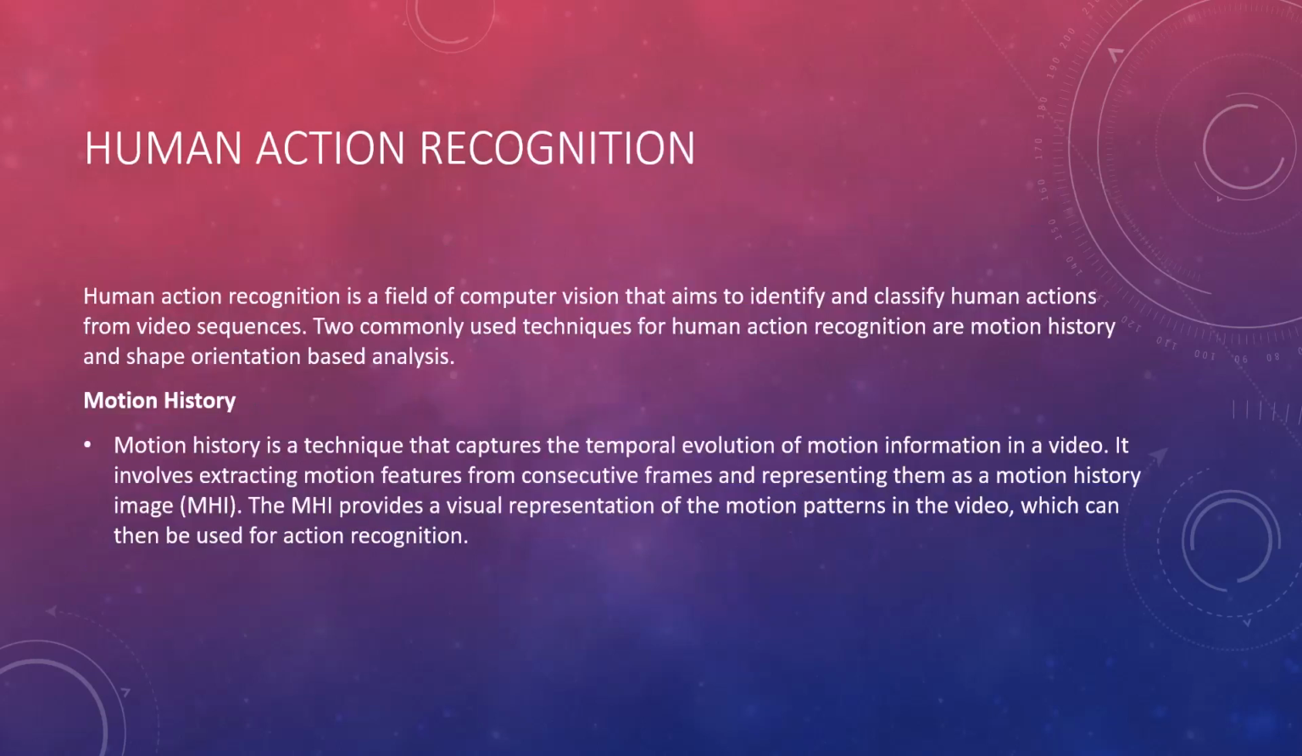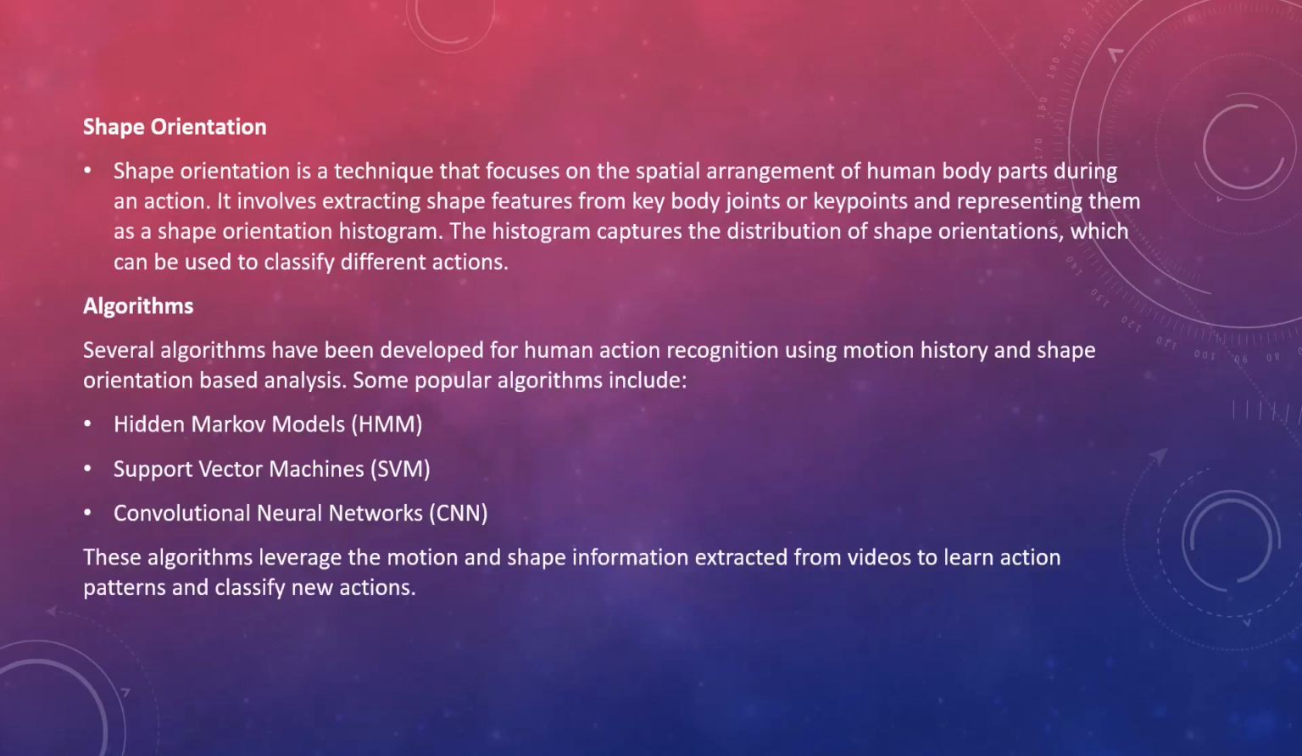Human action recognition is a field of computer vision that aims to identify and classify human actions from video sequences. Two commonly used techniques for human action recognition are motion history and shape orientation based analysis. Motion history is a technique that captures the temporal evolution of motion information in a video. It involves extracting motion features from consecutive frames and representing them as a motion history image, MHI. The MHI provides a visual representation of the motion patterns in the video, which can be used for action recognition.